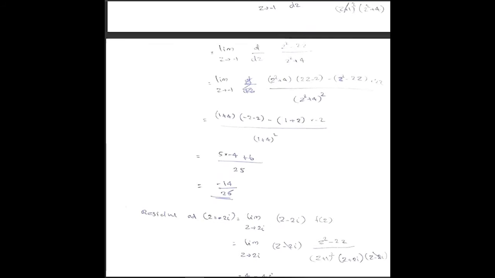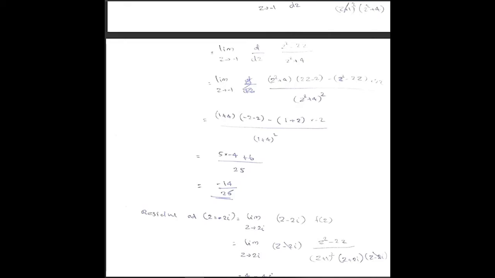Then we differentiate with respect to z. (z square minus 2z) by (z square plus 4). So the differentiation will become limit z tends to minus 1, (z square plus 4) into (2z minus 2) minus (z square minus 2z) into 2z, by (z square plus 4) whole square. Z is minus 1, substitute that.